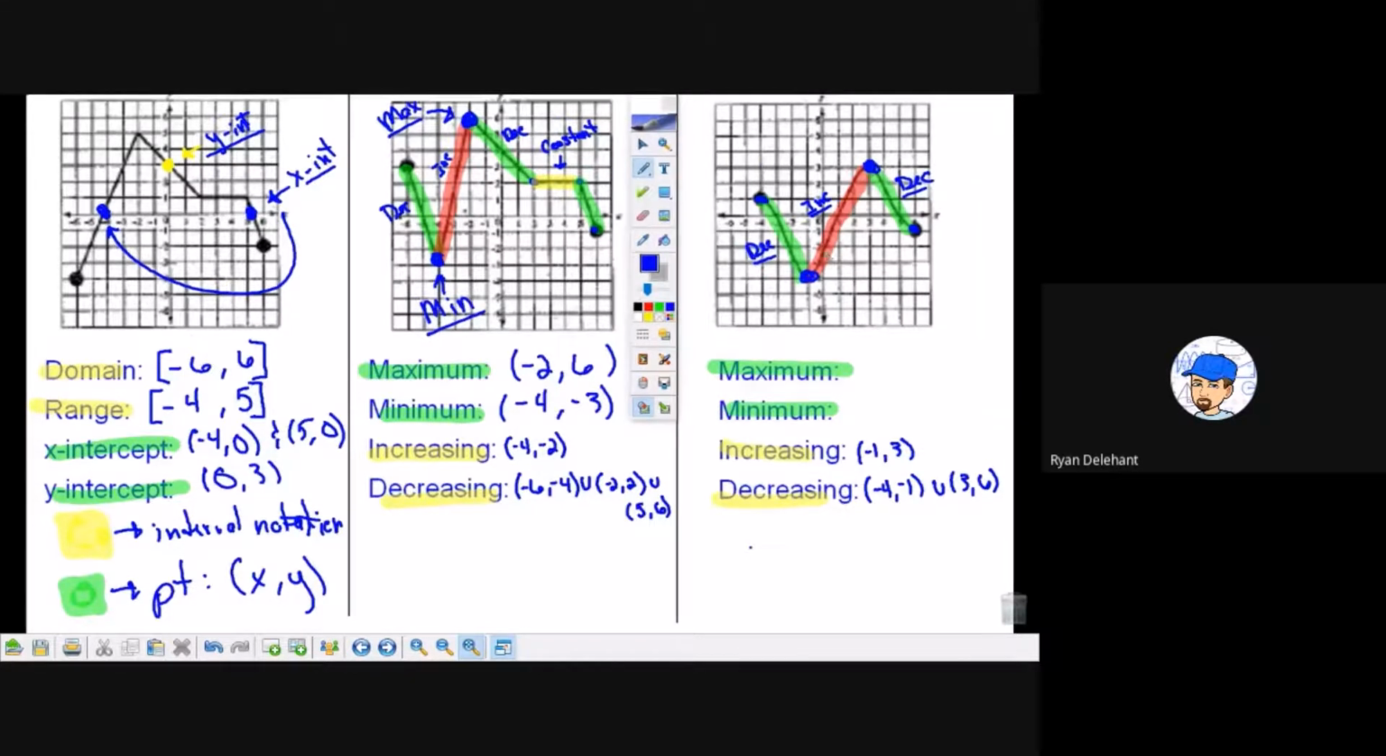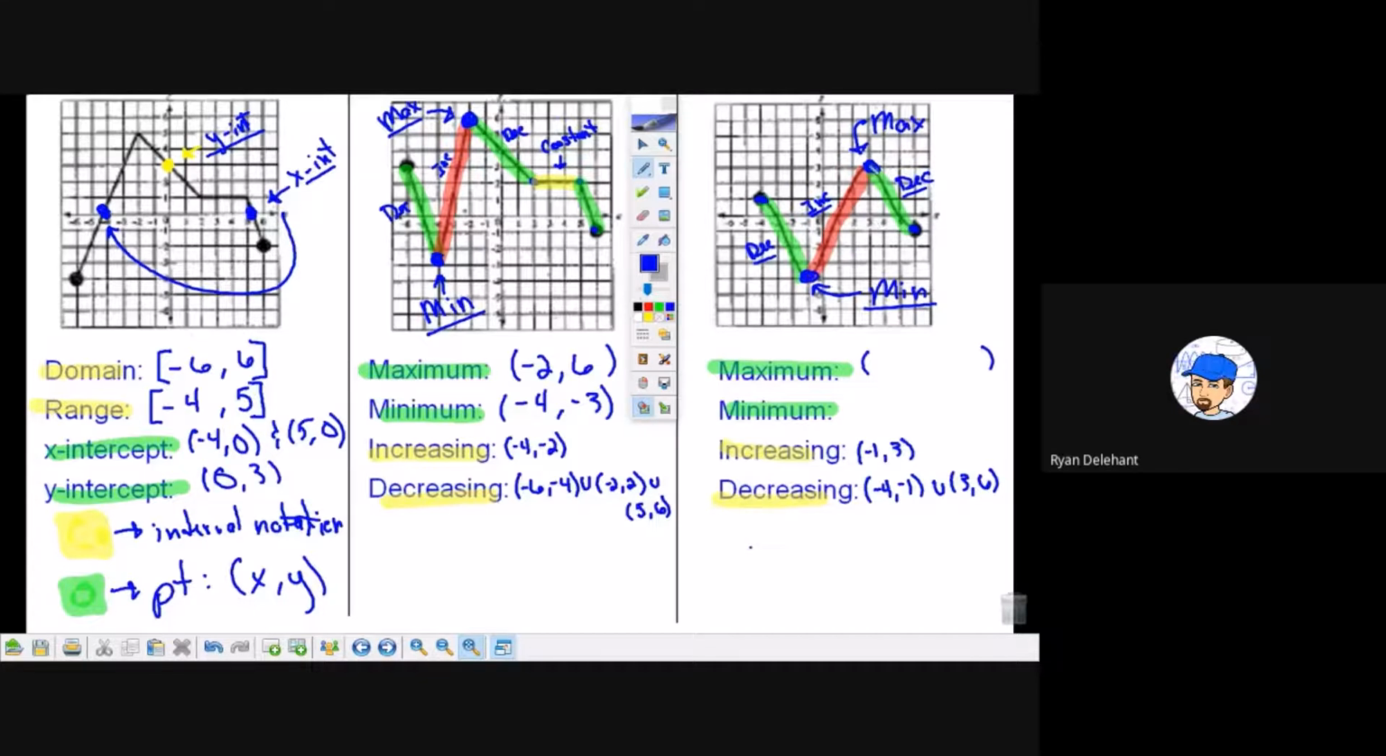Same thing here. Part of the reason I listed our increasing, decreasing first, this is the lowest spot. Notice it's in between a decrease and an increase. So this is the minimum value on our graph. It's the lowest it goes. This is the maximum up here. And those are always going to fall between increases and decreases in some way. Then we list the points. So the maximum's up here.